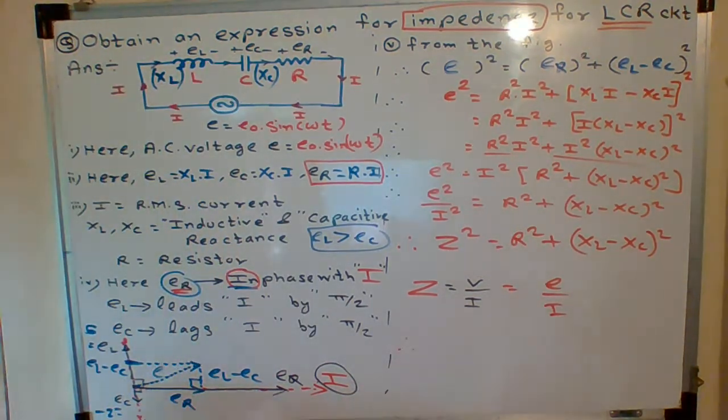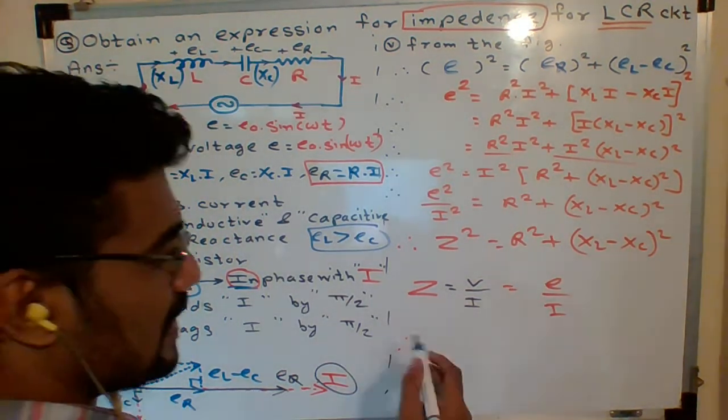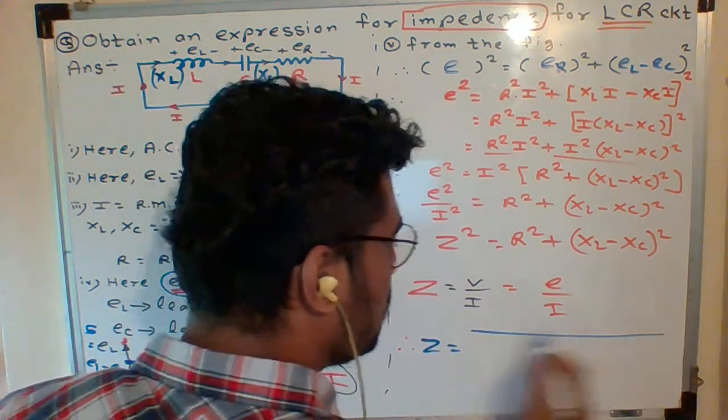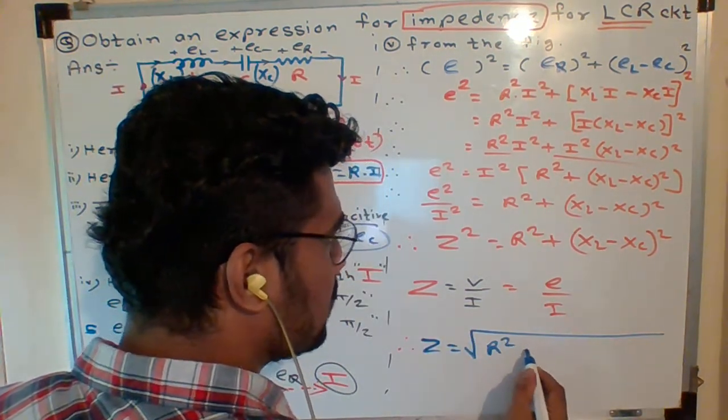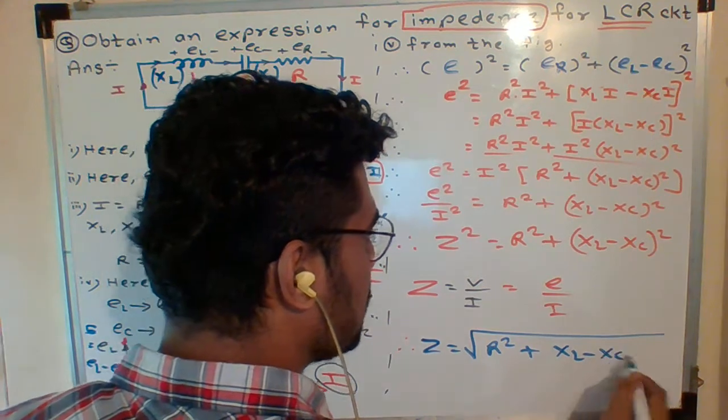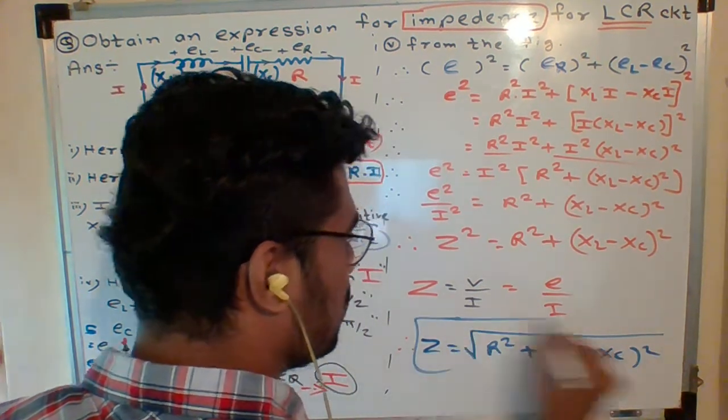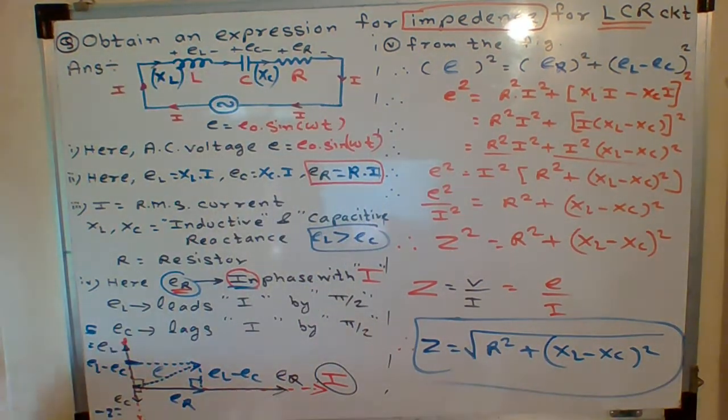Finally, I can find out the final formula of impedance. Z equals under root of R square plus XL minus XC the whole square. This is the formula for impedance. Hope you understood. Okay.